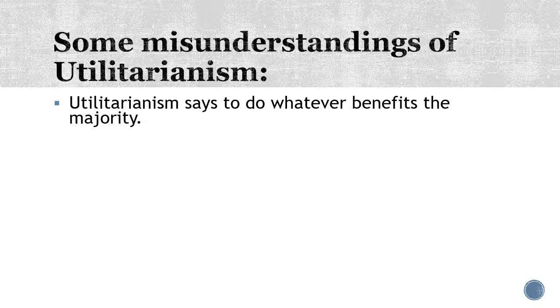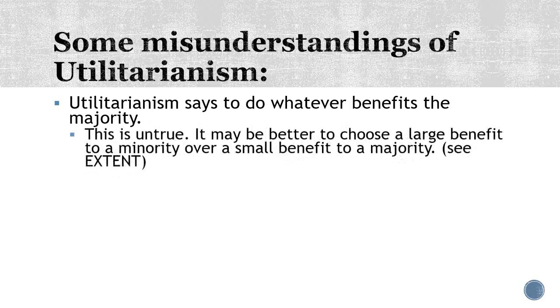And so let's talk about some misunderstandings of utilitarian moral theory. This is some of the ways that people tend to misinterpret how it goes. One of the things that people often say is that utilitarianism says to do whatever benefits the majority. And they usually use this as a kind of criticism. They're like, it's majoritarian tyranny or whatever. Well, that's not really correct, okay?